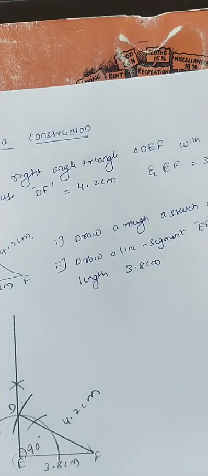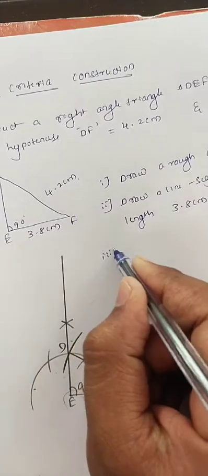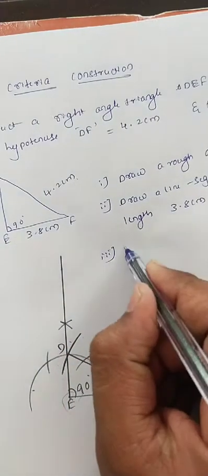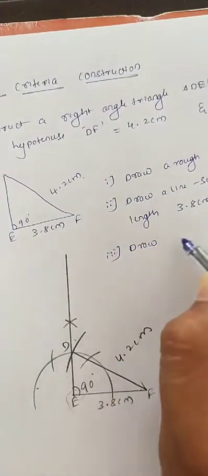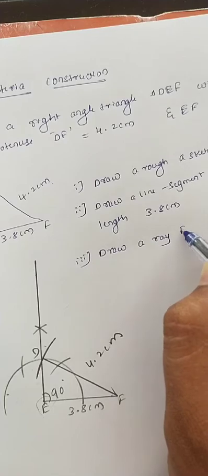So first point, draw a rough sketch of triangle DEF. Second step, draw a line segment EF of length 3.8 centimeter. Third step, draw a ray EX.